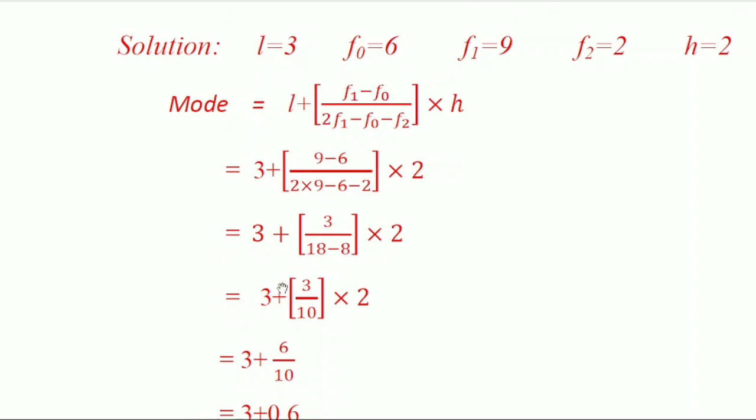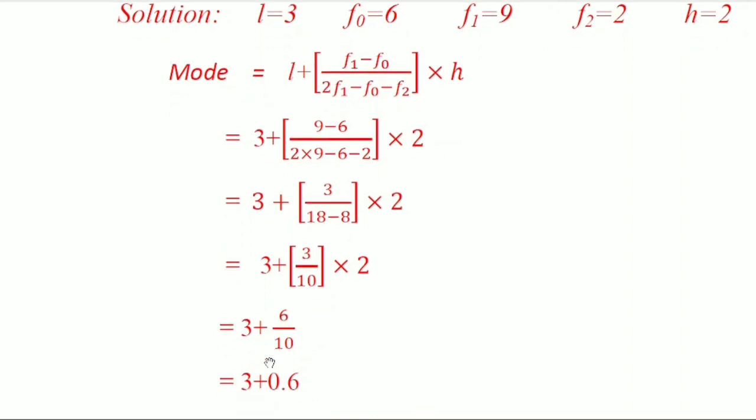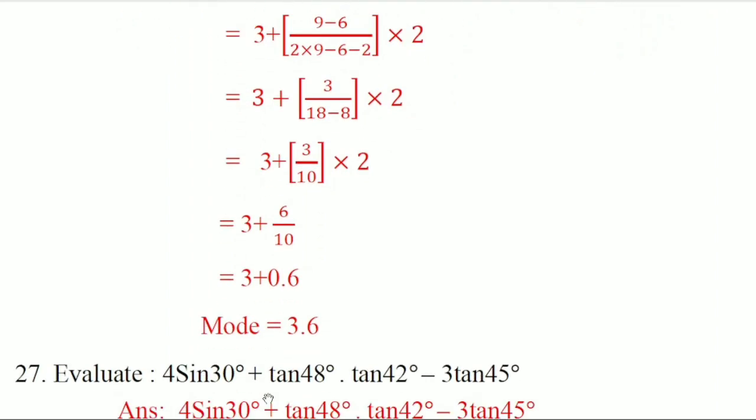So 3 plus 3 divided by 10 into 2. So 2 1s are 2, 5 2s are 10, otherwise 3 plus 3 2s are 6. So 6 divided by 10, that you can write in the decimal form as 0.6. So 3 plus 0.6 is equal to 3.6. Therefore, the mode of the given data is 3.6.